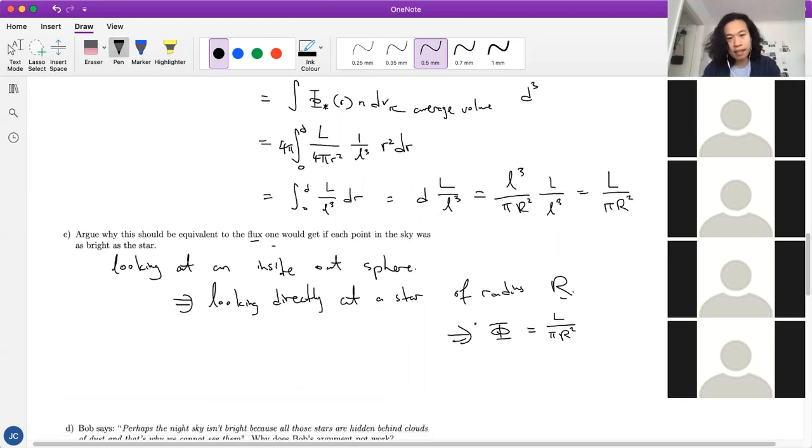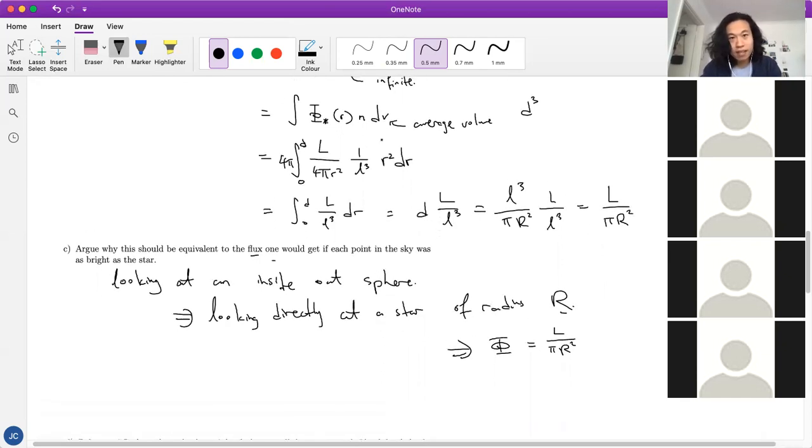Okay, so to clarify a bit, another question: it looks like we're inside a star looking at its surface. No, it's more like if I turn the star inside out, so the surface is surrounding you and you're standing right in the middle, looking in every direction at the surface of the star.